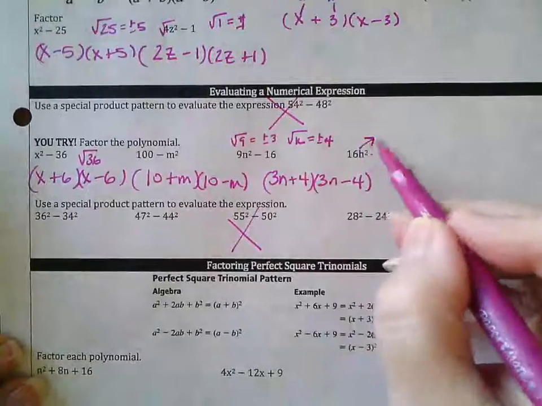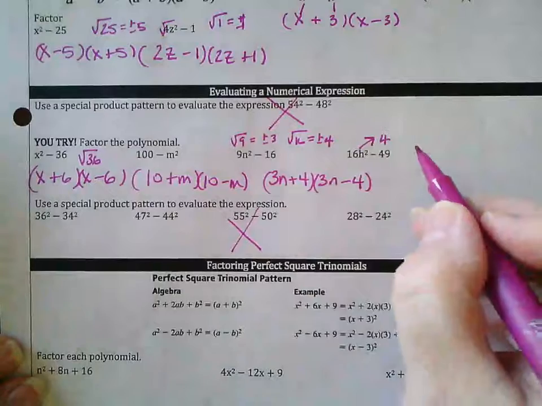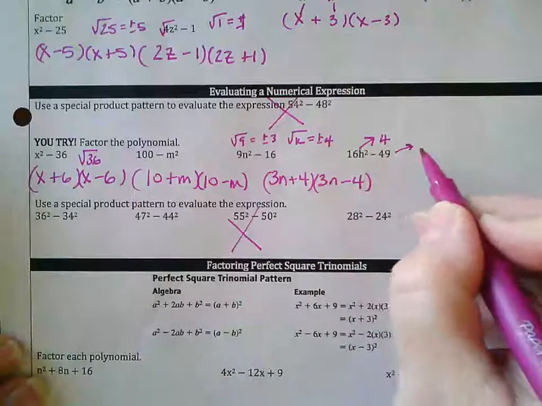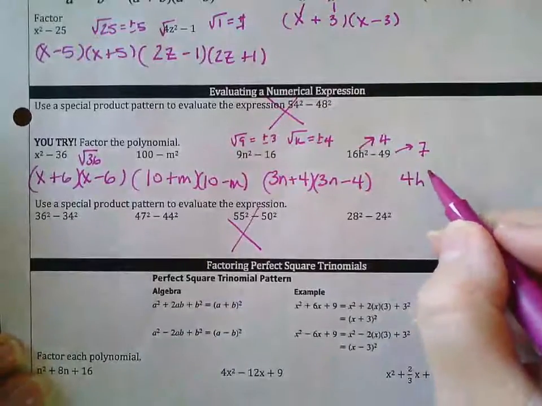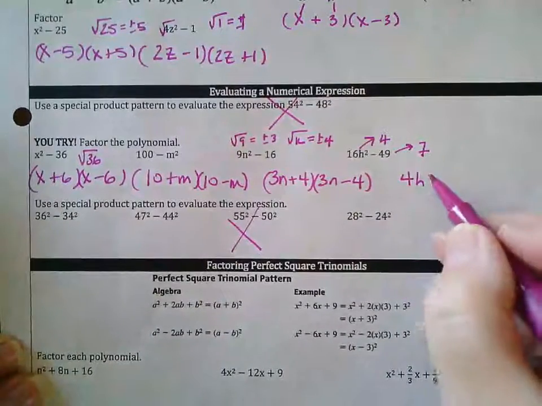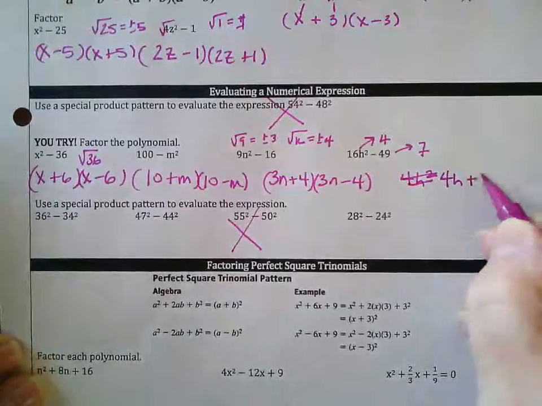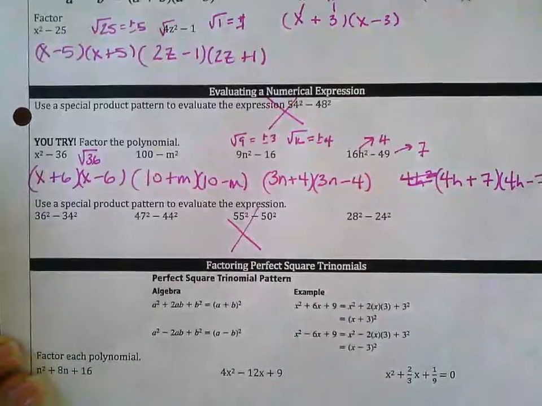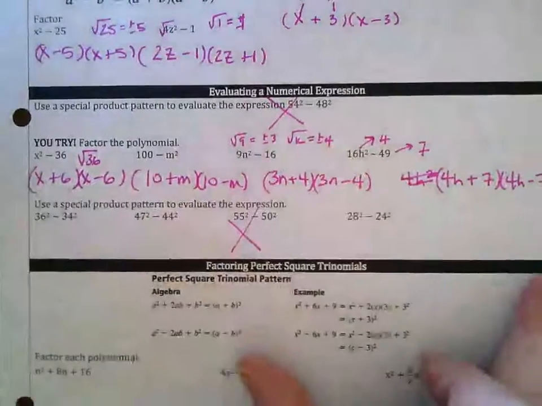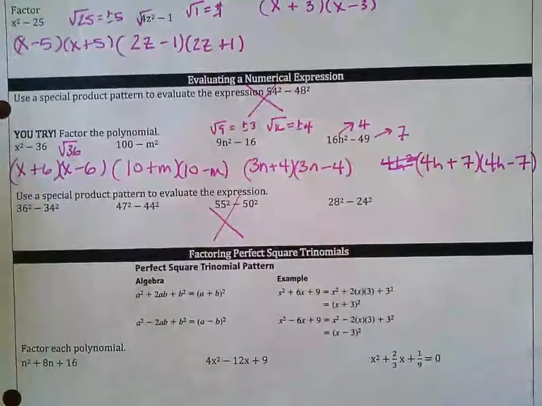Last one. Hopefully you're checking your work here. The square root of 16 is 4, and the square root of 49 is 7. So you get 4h plus 7, 4h minus 7. And you're good to go. All right, so that was the easier of the two of these.